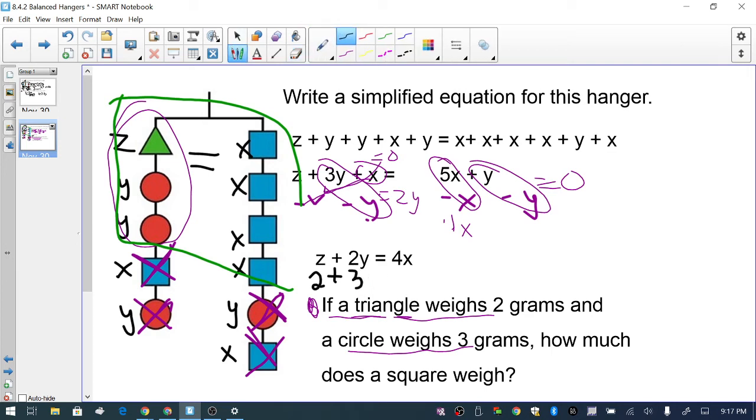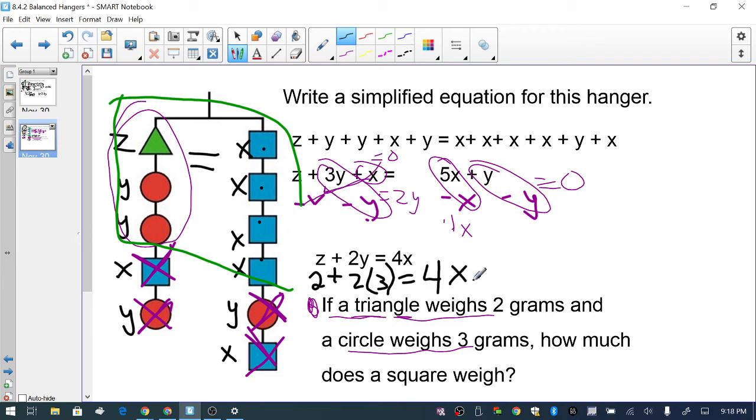My smart board's kind of messing up. Hold on. Okay. I'm really going to get it right this time. 2 times 3. That's what I want. Equals 1, 2, 3, 4. Yep, 4 squares. And the squares are x.